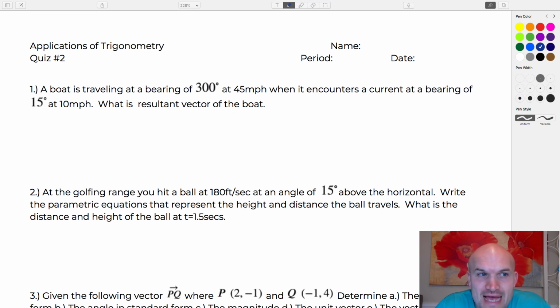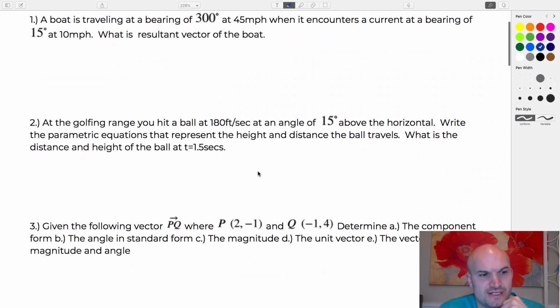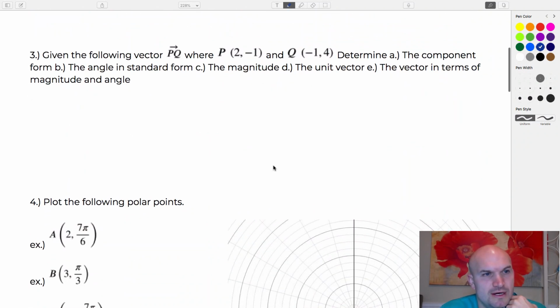Welcome to the second quiz of our chapter on applications of trigonometry. In the first quiz, we covered solving word problems in trigonometry, then using the law of sines as well as the law of cosines. For this quiz, we have covered vectors on a plane, the dot product of vectors, parametric equations, as well as polar equations. So that is what is going to be on this quiz: applying vectors and parametric and polar equations. We're going to have 4 problems up here that we're going to work on.